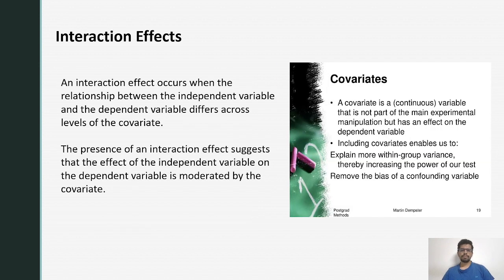Interaction effects. An interaction effect occurs when the relationship between the independent variable and the dependent variable differs across levels of the covariate. The presence of an interaction effect suggests that the effect of the independent variable on the dependent variable is moderated by the covariate.